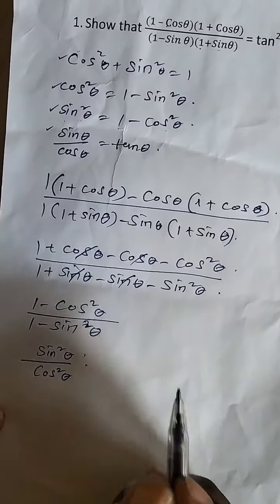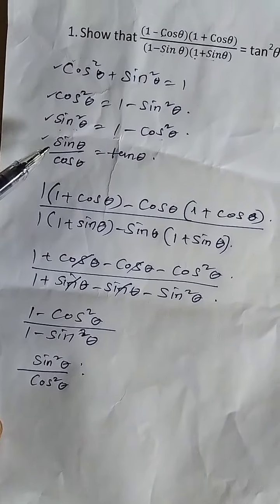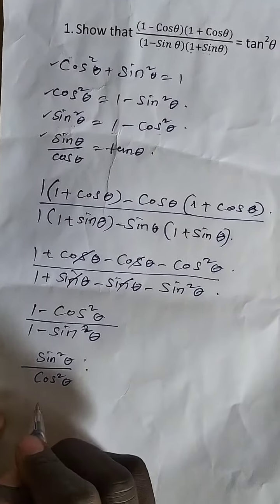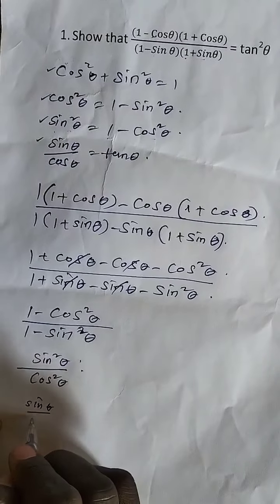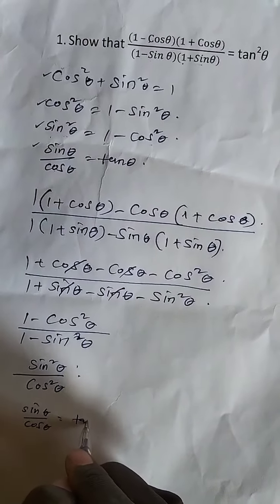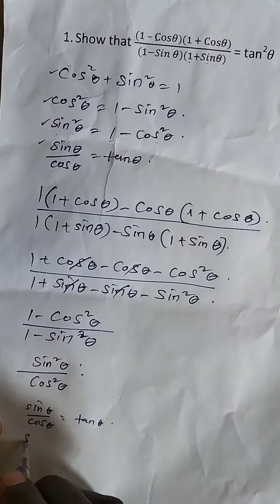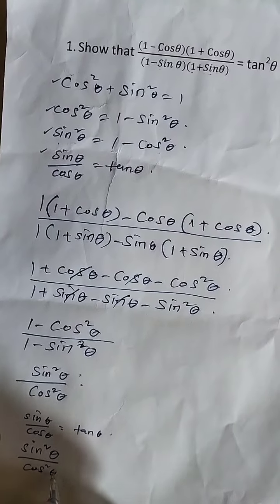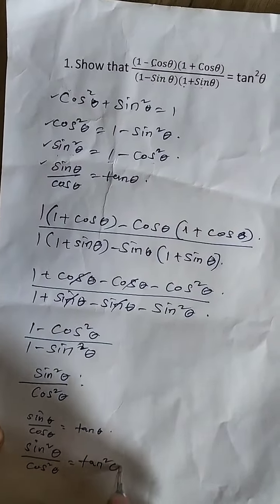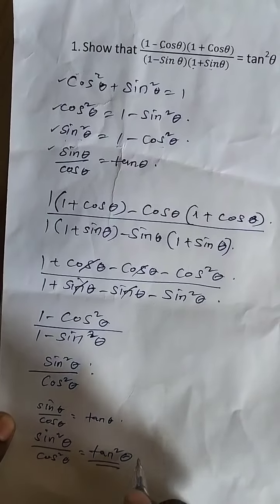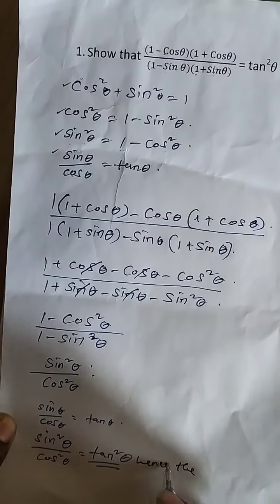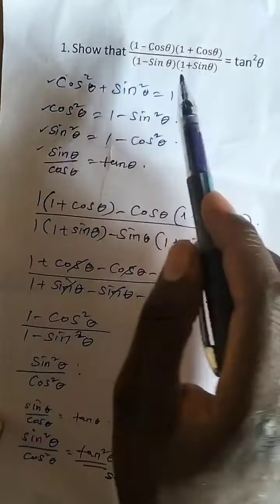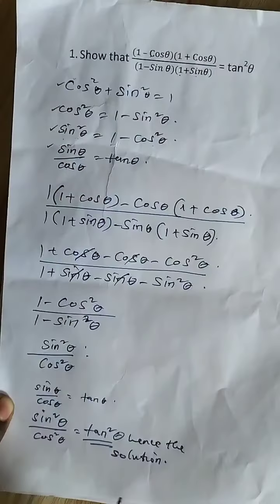You're also supposed to remember point number 4 here: sine theta divided by cos theta is equal to tan theta. So therefore, if sine theta divided by cos theta is equal to tan theta, it means that sine squared theta divided by cos squared theta is equal to tangent squared theta. Hence our solution. Remember, we were proving that all this would give us tangent squared theta.